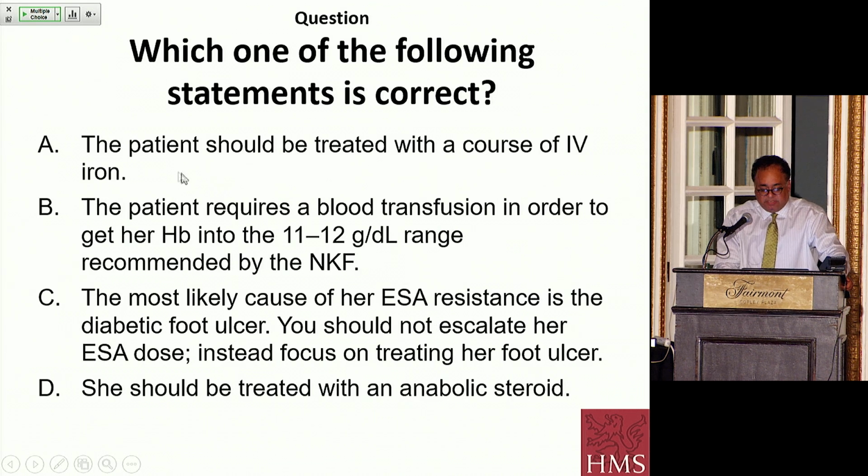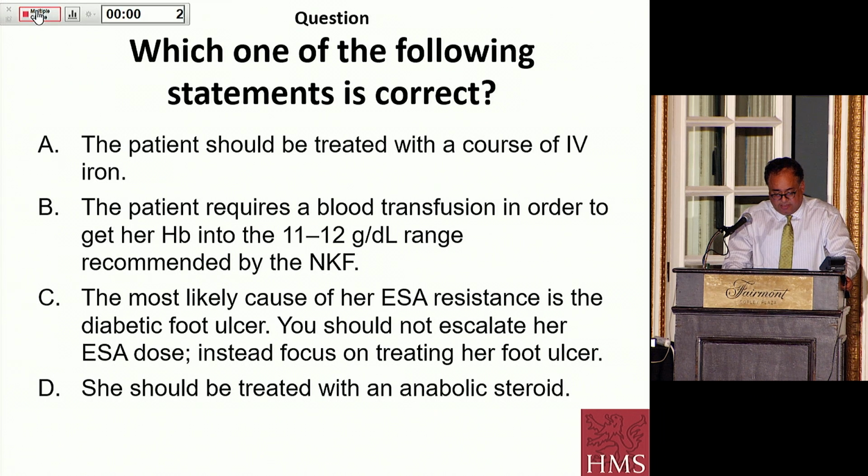So the question is, which one of the following statements is correct? A, the patient should be treated with a course of IV iron. B, the patient requires a blood transfusion in order to get the hemoglobin up. C, the most likely cause of her ESA resistance is a diabetic foot ulcer. Don't escalate her ESA dose. Instead, focus on treating the foot ulcer. And D, treat her with an anabolic steroid. Why don't you vote on that?